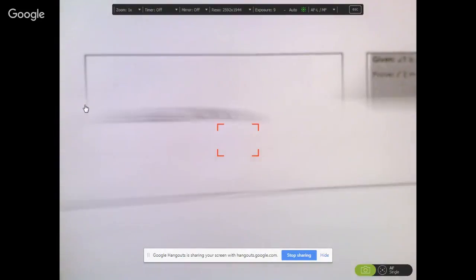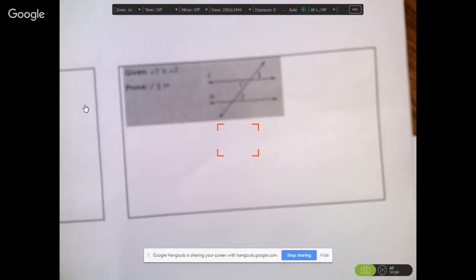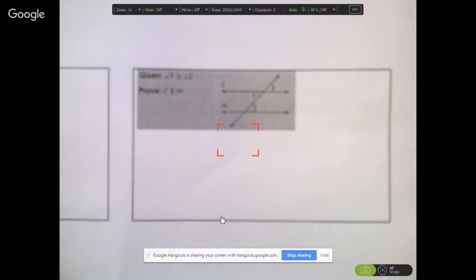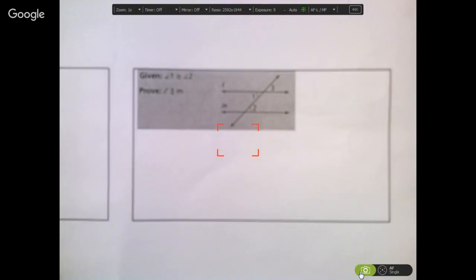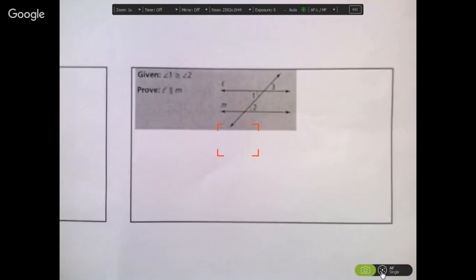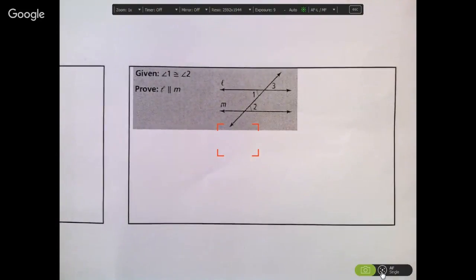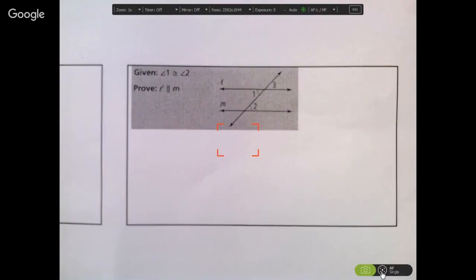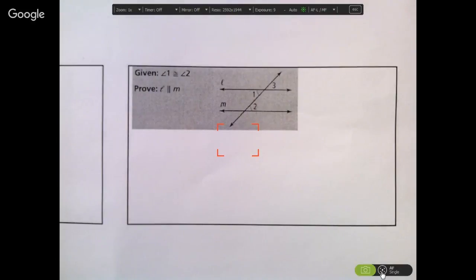So jumping over here to the first question, it says, given that angle 1 is congruent to angle 2, prove that line L is congruent, or parallel, to line M. I don't know why this is so blurry.